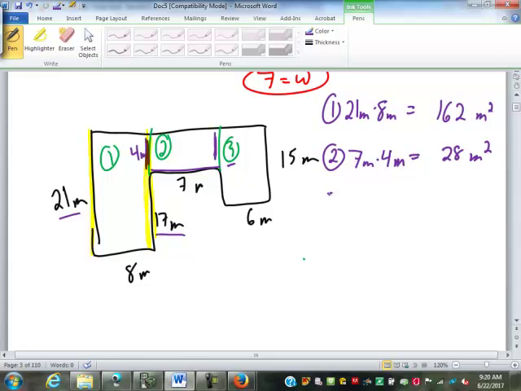Then this last one, number 3, is 15 meters by 6 meters, or 90 meters squared. So 280 meters squared if I add them all up.